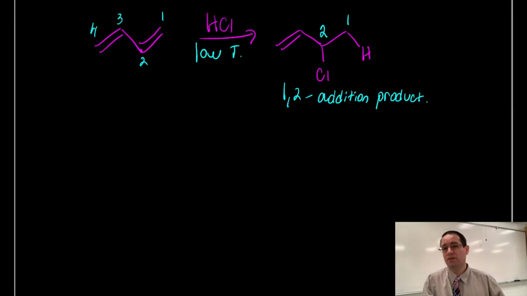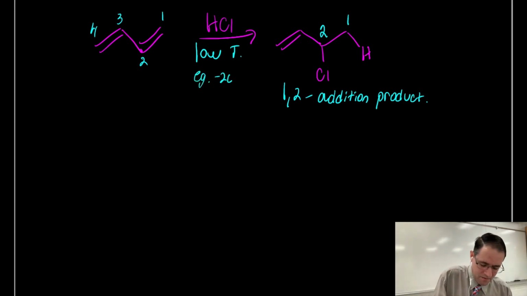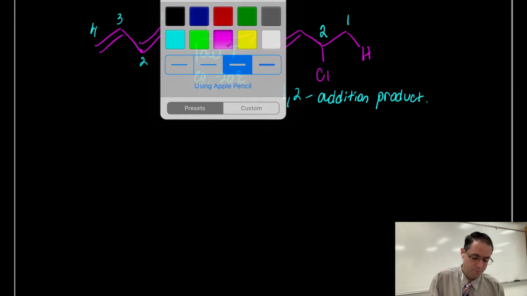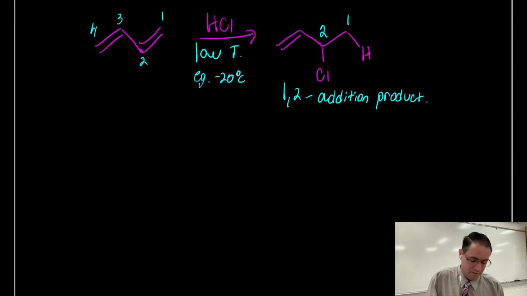What's low temperature? 0 degrees Celsius, minus 20 degrees Celsius, minus 40 degrees Celsius, something like that. We have different solvents that don't freeze at very low temperatures, and we use those with dry ice or refrigeration processes and techniques. So don't worry too much about the temperature there.